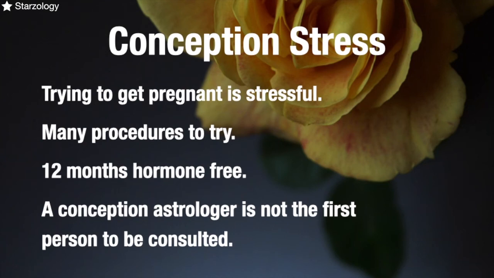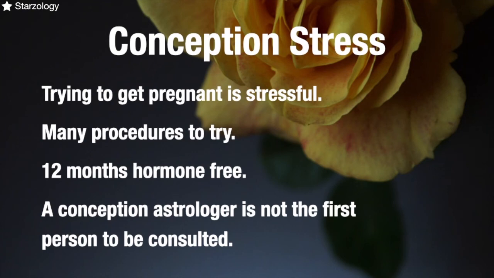Ideally, she needs to be 12 months hormone-free, because that will still affect her body. If she's never taken the pill, then that's different. And a conception astrologer is not the first person to be consulted, not by a long chalk. Often I hear from people who have been trying to fall pregnant for 5 years, 8 years, 10 years. And sometimes it's just not meant to be.